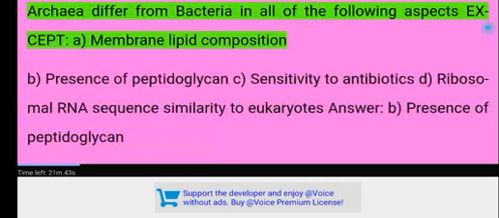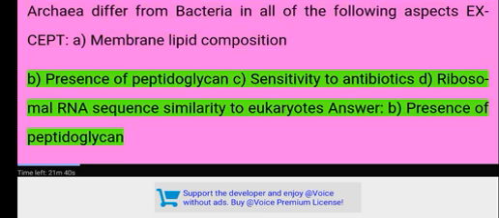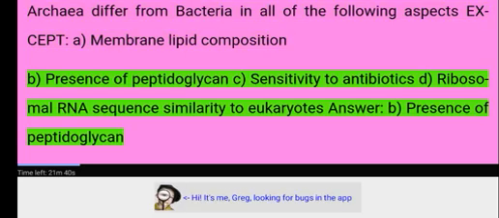CSIR-NET December 2020. Archaea differ from bacteria in all of the following aspects except: A. Membrane lipid composition. B. Presence of peptidoglycan. C. Sensitivity to antibiotics. D. Ribosomal RNA sequence similarity to eukaryotes. Answer. B. Presence of peptidoglycan.